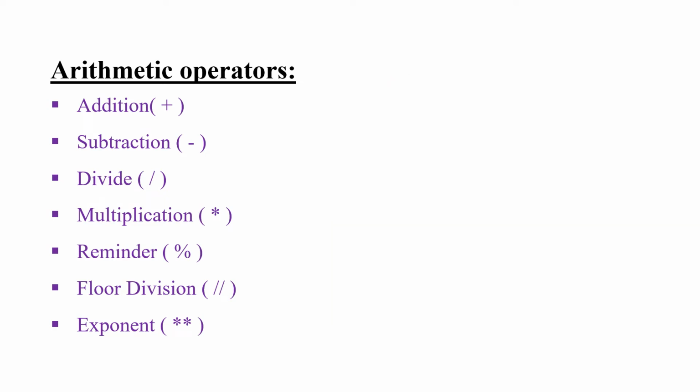Next, remainder. We use the modulus symbol for this remainder. It returns the remainder after dividing the first operand by the second operand. For example, if we take 7 by 2, how do we solve this problem? We'll do the solution like this. Here 2 is the divisor, 3 is the quotient, and 1 is the remainder. If we use this modulus operator, we'll get the output remainder as 1.